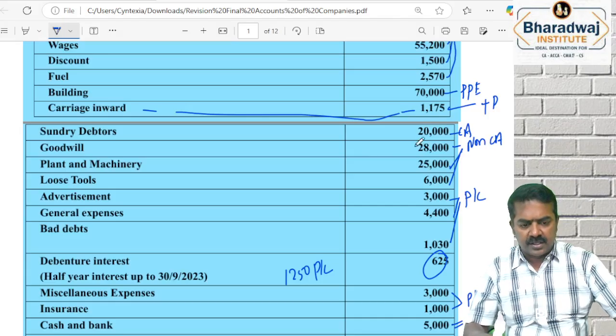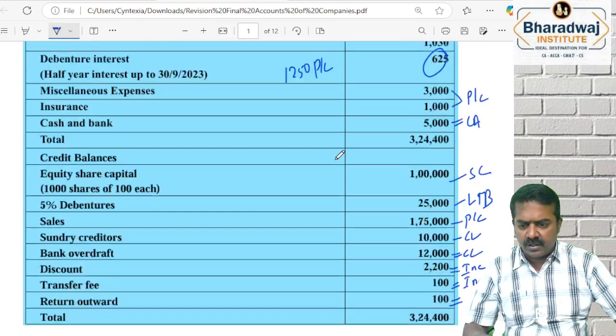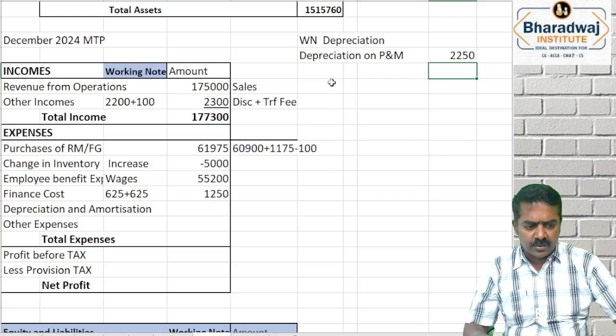The loose tools written off can be shown here or it can be shown in other expenses. Loose tools revalued at 4,400 is given. What is the value of loose tools here? 6,000.